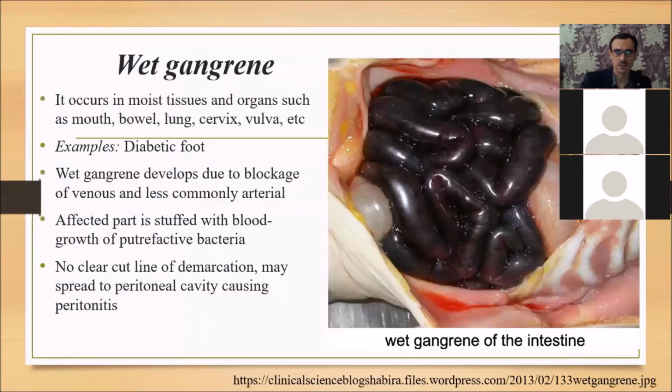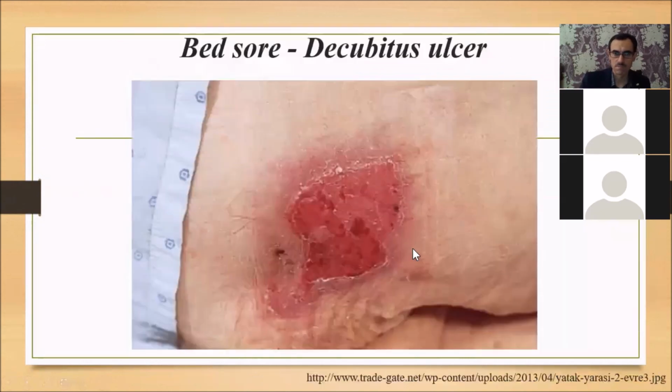The wet gangrene occurs in most tissues and organs, for example, in the mouth, the bowel, intestines, lungs, cervix, and vulva. For example, we can show the diabetic foot. But in the slides, you see the wet gangrene of the intestines. Bed sores occur in patients who have a long time of bed regime, staying at hospitals or at home, and these patients develop bed sores or decubitus ulcers, a kind of necrosis.